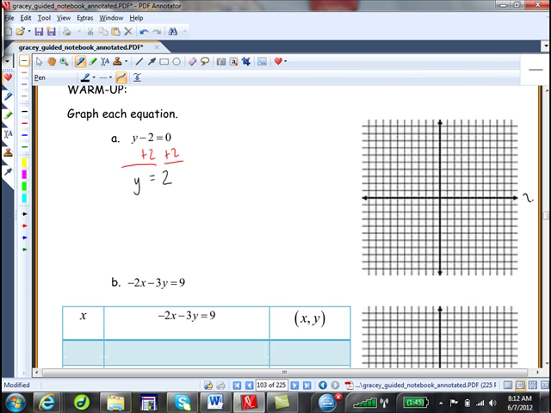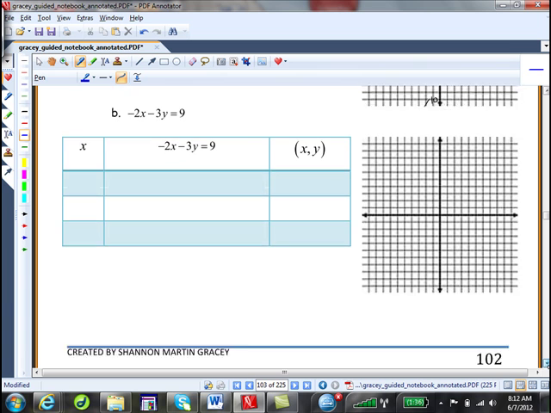That means that y is always positive 2 no matter what value x takes on. So we'll have our standard scale. So y equals 2 will be up here, and we'll make our horizontal line, and we're done. How'd you do? Great. Okay.